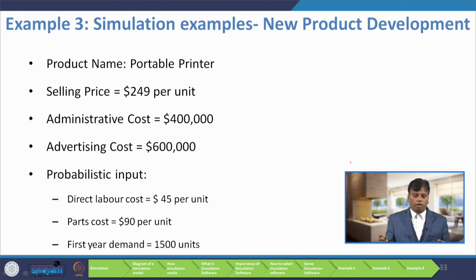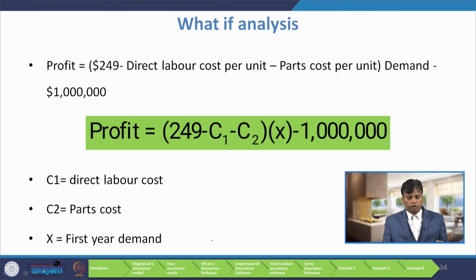So, now we will come to the problem. We are launching a product, the product name is portable printer, the selling price is $249. There are certain fixed costs: $400,000 for administrative cost and $600,000 for advertising cost. These are called project parameters because they are fixed. Now, we are going to consider three inputs: direct labor cost, part cost and first year demand. We start with the problem as static in nature, then after that we will see the probabilistic model.